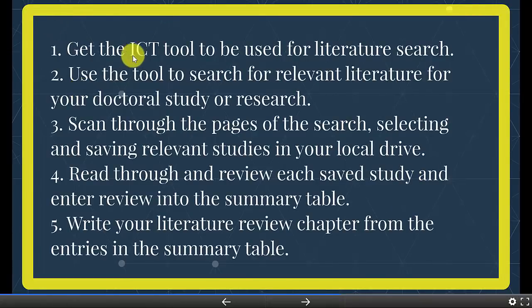Step number 1 is to get the ICT tool that you want to use for your literature search. Step number 2, you use the tool that you have obtained to search for relevant literature for your doctoral study or research. First, get the tool. Next, use the tool to search. Third, scan through the pages of the search, selecting and saving relevant studies in your local drive. If you recall, in lesson 2, part 2, we went through some of these steps. Number 4 is to read through and review each saved study and enter the review into the summary table. You will like the summary table that I'm going to provide for you towards the close of this lesson. Then write your review chapter from the entries in the summary table.